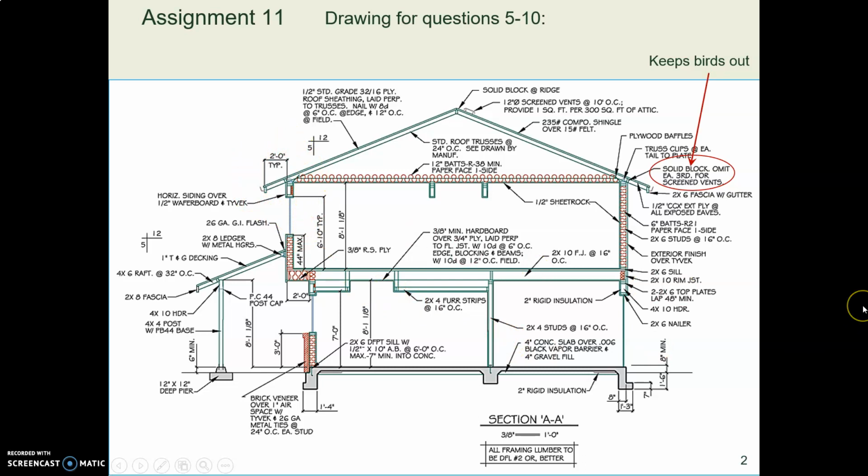And what prevents birds from getting in through the rafters and nesting in the roof? Well, there's nothing on this section drawing that talks about birds, so we have to use some logic and look at, oh, must be this thing here. So there's some blocking in here, there's some screening, and so forth. That must be what's happening.